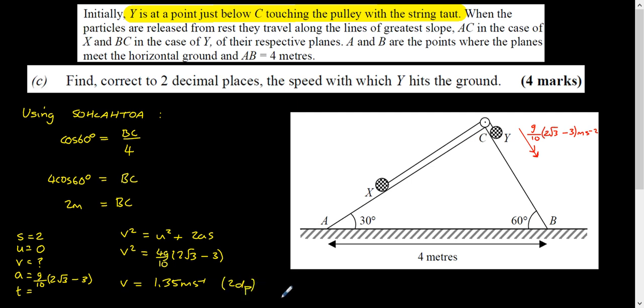Now, that's the end of that question. And it looked difficult to begin with, but once we got into it, we found actually it wasn't too bad. Quite procedural. So I hope this video helped.